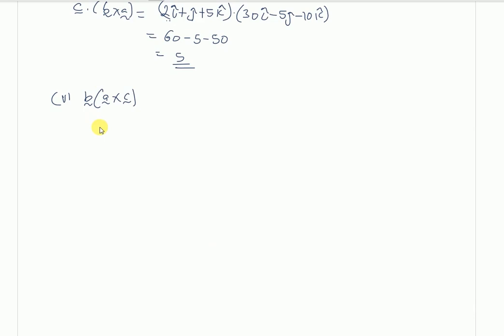So this one is asking for a dot product of B and A cross C. A cross C is something we have not yet got. We can just get it here. We have i, j, and k. Vector A has these components here, and then vector C has the components 2, 1, 5. And this determinant is negative 14i plus 3j plus 5k.